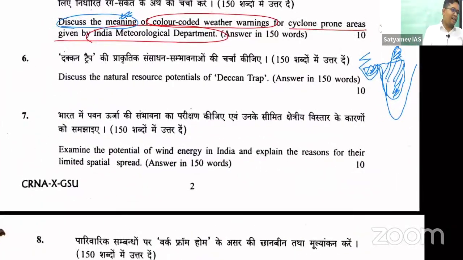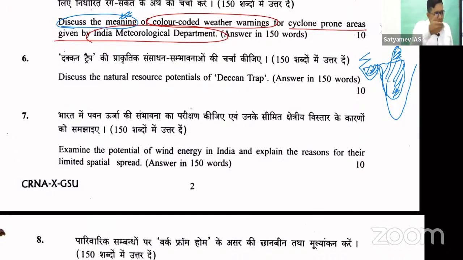So understanding the natural resource potential, look at it. If you are writing like that, you talk about it in the beginning: that the Deccan trap is spread across Gujarat, Maharashtra, Karnataka mainly, and is made up of Reunion hotspot island lava and basalt, and its resource potential can be seen in the following ways.